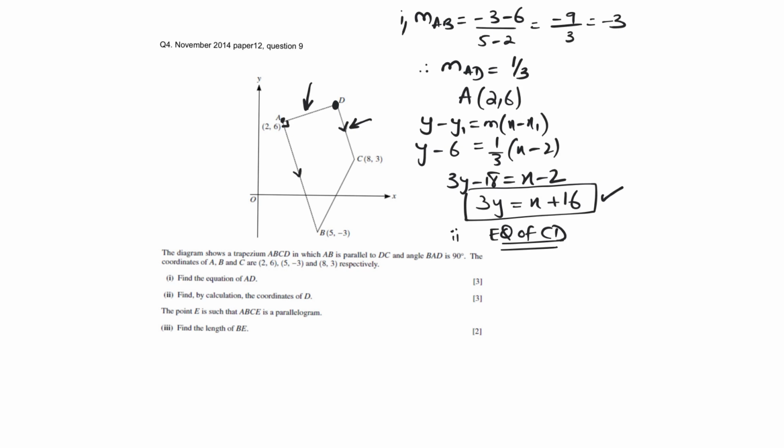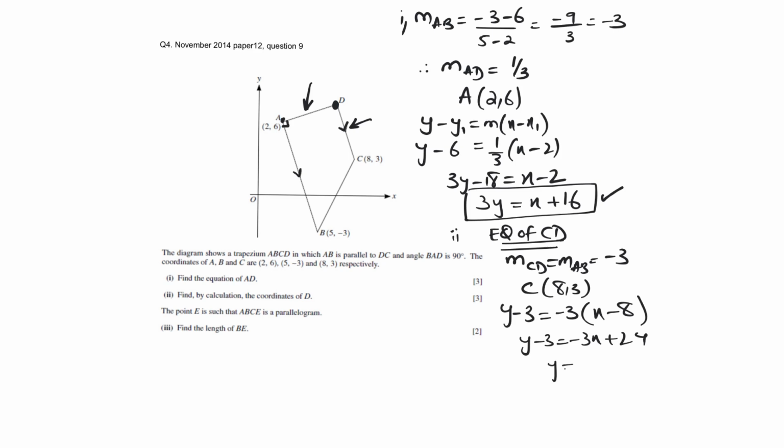We know that the gradients of AB and CD would be equal. So the gradient of CD is the same as the gradient of AB, which is minus 3, and it's passing through (8, 3). So that's your equation for CD. Now D is the intersection point of the lines AD and CD, so all you need to do is solve the two equations simultaneously.